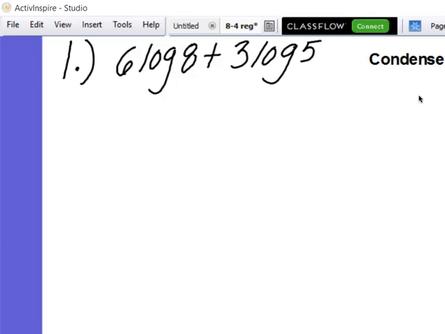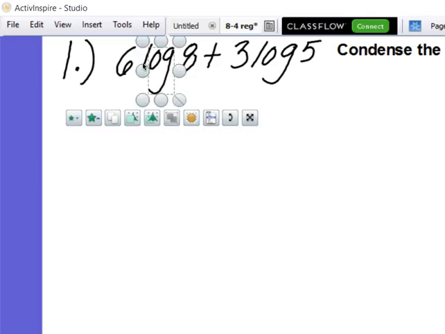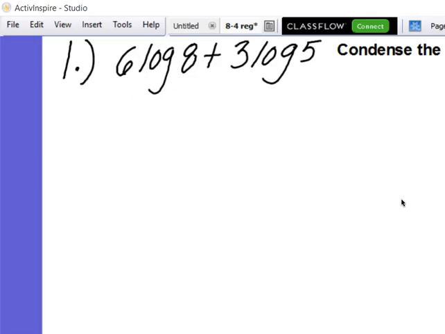The instructions are: condense the logarithm. That means we have 2 separate logarithms, and our goal is to rewrite this as 1 logarithm. Now your question is, can you rewrite this as 1 logarithm? This is base 10, and this is base 10, so they're the same base, right? So we can put these together. Our goal is to rewrite this as 1 logarithm.